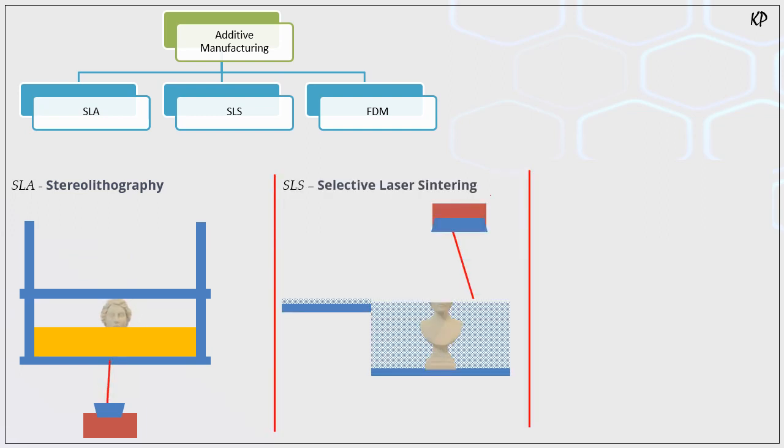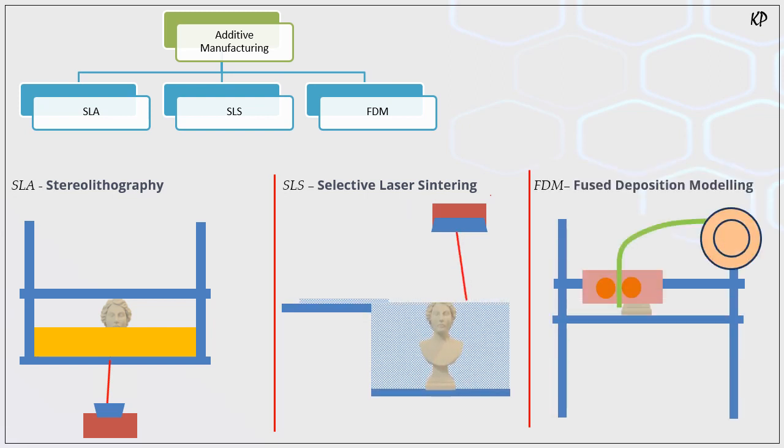Then the second process is SLS. This is called selective laser sintering. So what is the basic difference between the two? In SLA we use a photosensitive resin, and in SLS we use a powder format of that material. This is performed when the laser sinters that powder, and from that sintering the part gets created, as you can see in this video.